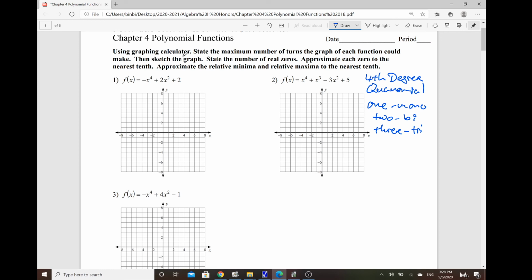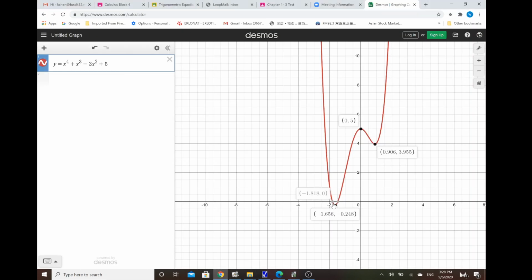Okay, so sketch the graph, we just did that. Make sure that you trace that through the template here. And then state the number of real zeros. So count the number of zeros. So we do have 2 real zeros. Okay, so 2 real zeros. And for those of you wondering, could that be the imaginary zeros? We'll talk about that later.